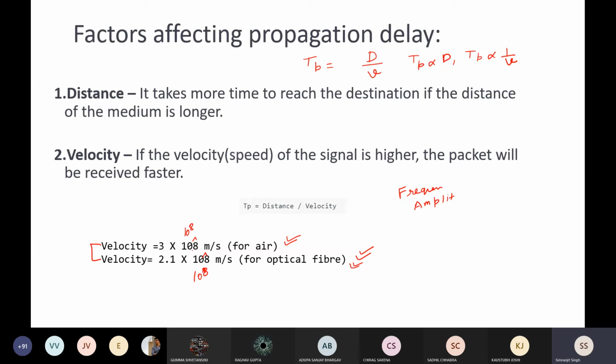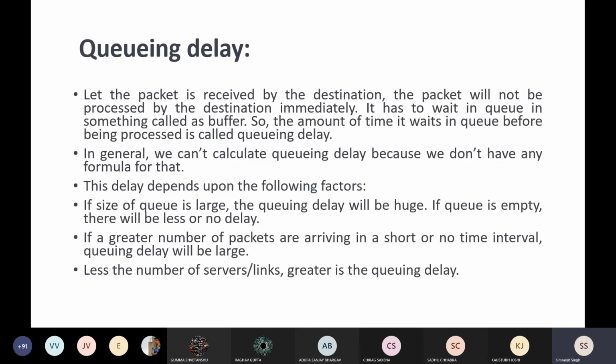So now there is another type of delay. There are delays that are not used exactly, something called a queuing delay. Okay, so now what is a queuing delay?